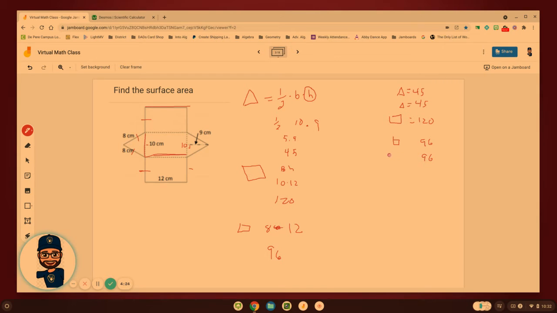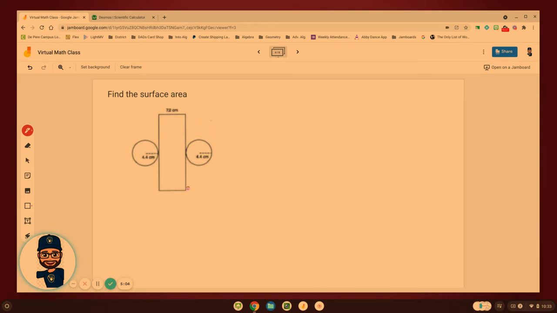And we need to add all of them up to get our surface area. Okay, so I'm going to add them all up. 45 and 45, that's 90. 90 and 120 is 210. Plus another 96, that's 306. 396, 412 centimeters. All right, so we've got to be careful how we use some of those different dimensions when we've unfolded it. Now the second example is the surface area for this cylinder.